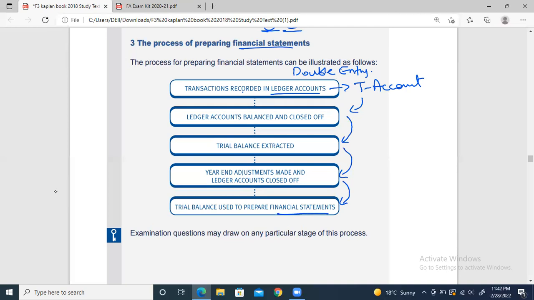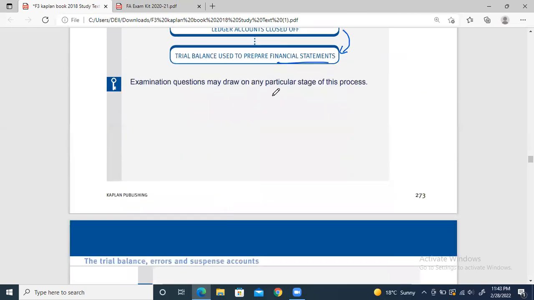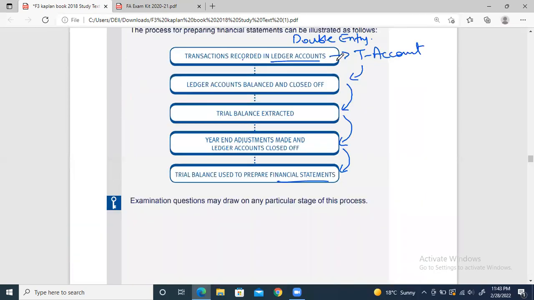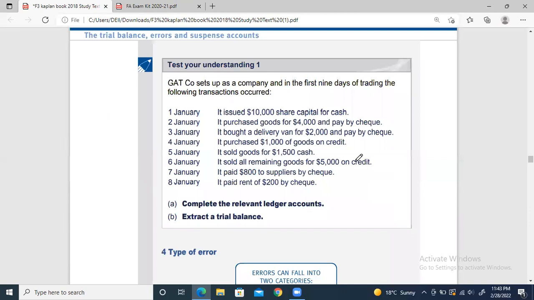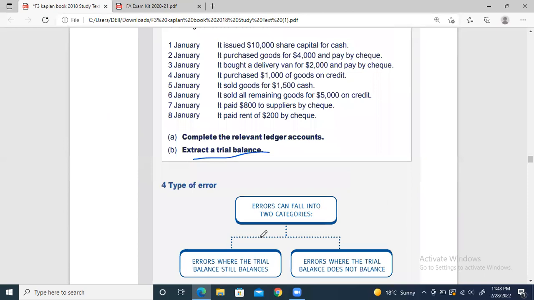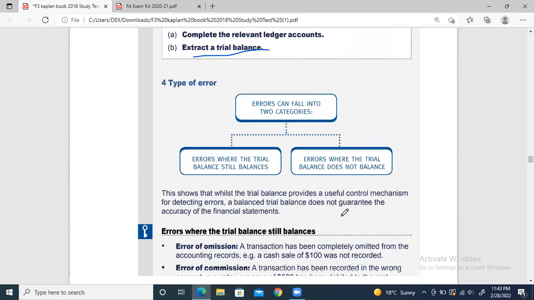Regarding the financial statements, we will start the consolidation in the next class, and I'll guide you through the formats of the financial statements as well. Examination questions may draw on any particular stage. Every stage has a separate chapter: T accounts had a separate chapter, double entries we studied in detail at the start, and the trial balance we are going to study right now. This is just a relevant example, because you won't be asked to make a trial balance. I'll jump straight onto the errors, which are the most important and the most time-taking part.